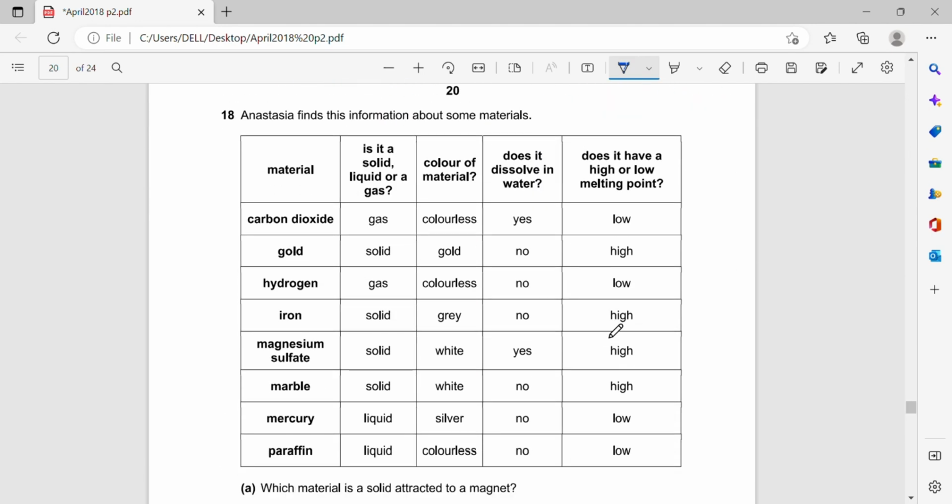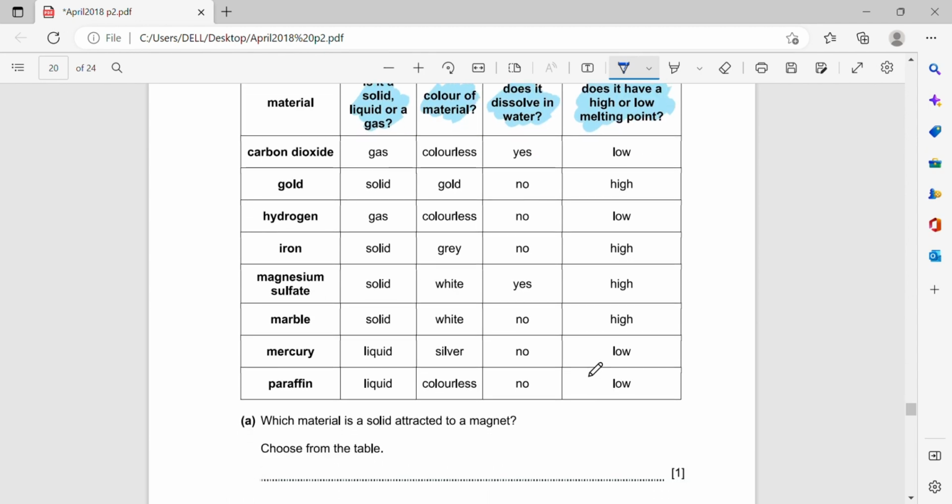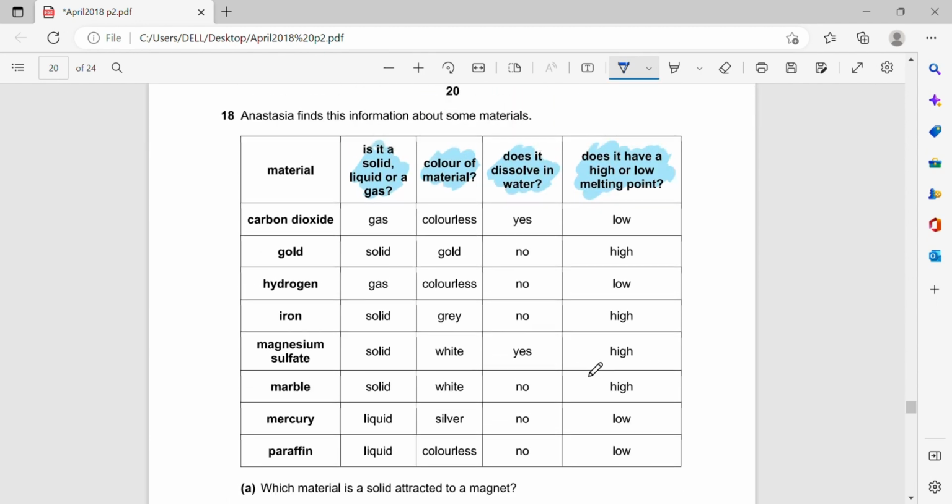Question number 18. Anastasia finds this information about some materials. عندي different materials والinformation عنهم is it a solid, liquid or a gas. هنا عندي color of material, does it dissolve in water, does it have a high or low melting point. عندي materials carbon dioxide, gold, hydrogen, iron, magnesium sulfate, marble, mercury, paraffin.